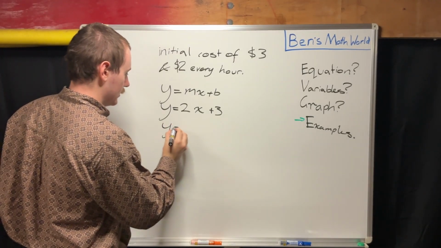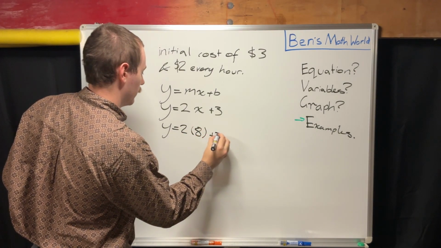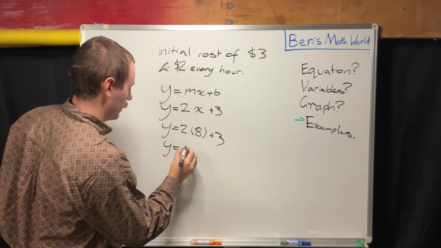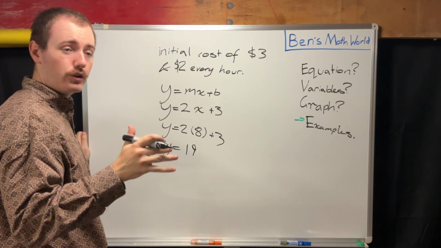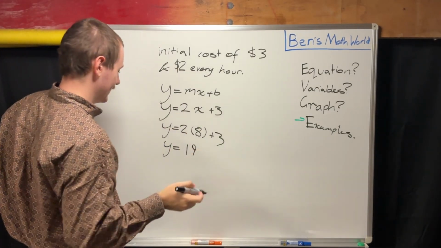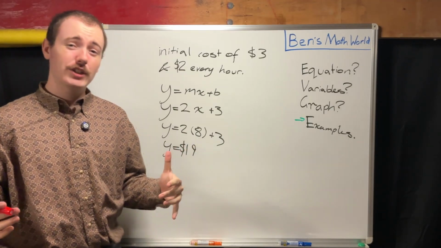Let's try y is equal to 2 times 8 plus 3. Now 2 times 8 plus 3 is equal to 19. And I almost forgot, show your units of measurement. Otherwise, you're not going to get that A. It's 19 what? It's $19. So $ sign. So guys, that's really it for linear relationships.